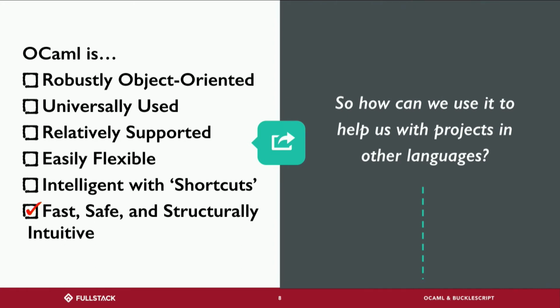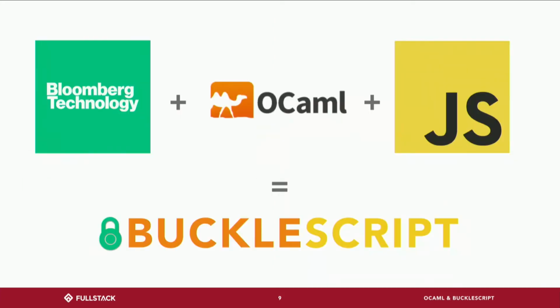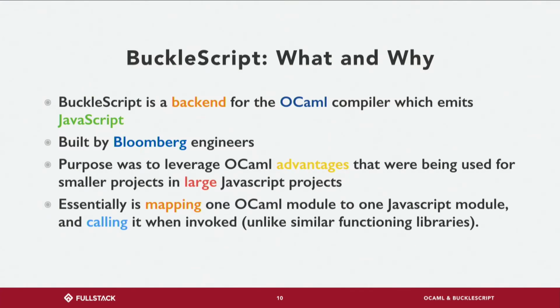So that's why we want to use it in other projects, but how can it help us? That's when we come to BuckleScript. Bloomberg Technology created a transpiler for OCaml in JavaScript projects called BuckleScript. It's a back-end OCaml compiler, so you actually input OCaml code, and it translates it to JavaScript output. And you actually get the advantages of the OCaml compiler when you're using it this way. That means you get that safety, and you get those lightweight features.